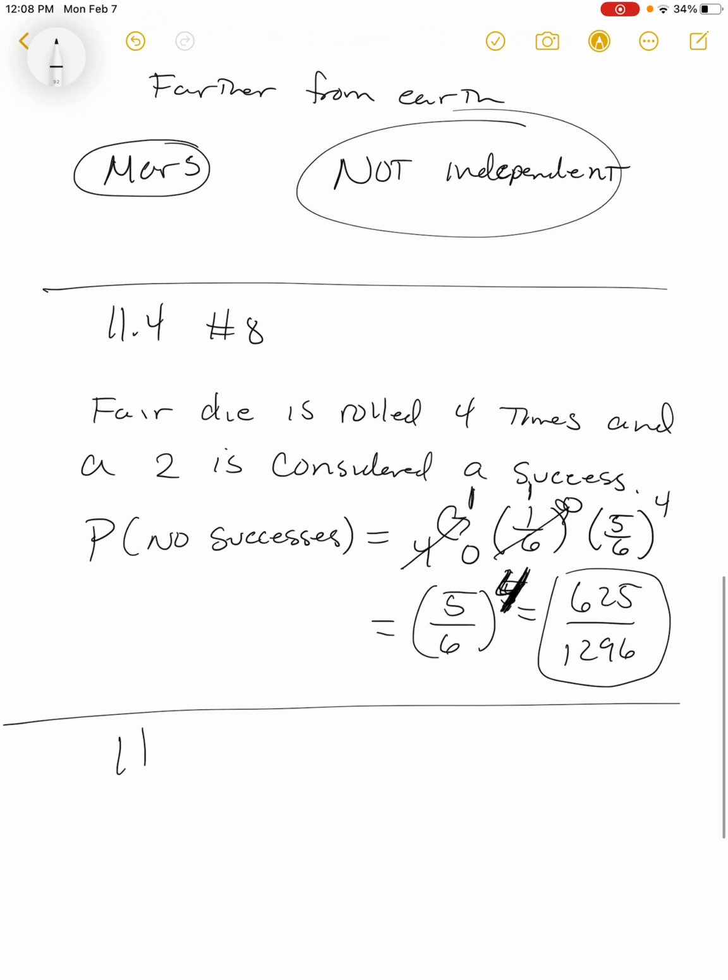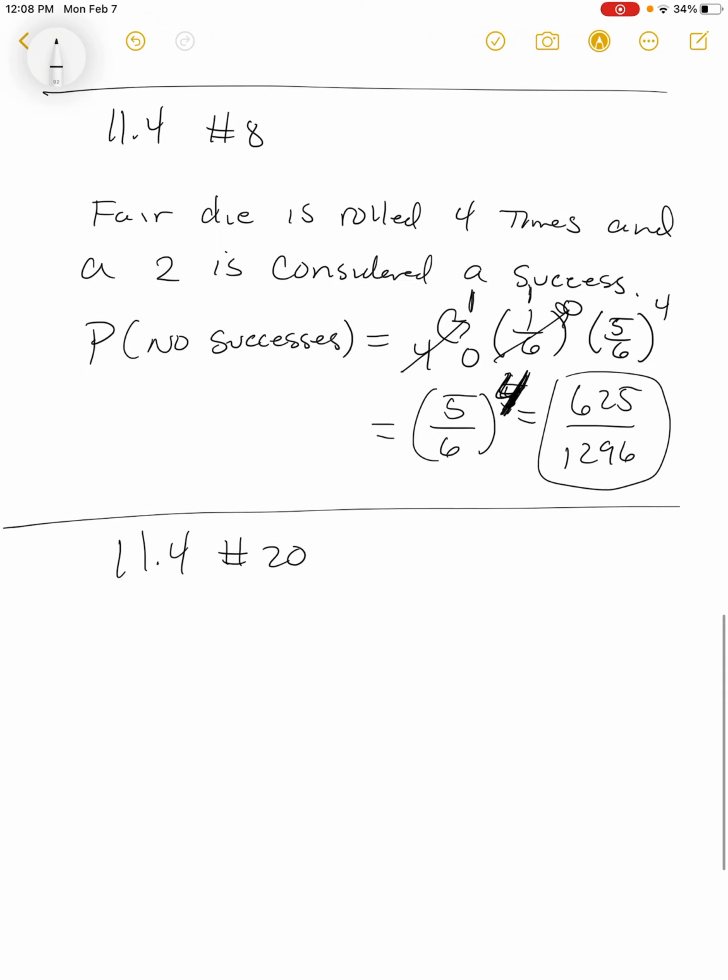And then you asked me about 11.4, number 20. This was a weird one. They wanted you to map the right formula. They wanted 2 white balls and 2 black. They didn't give us enough information. They didn't tell us how many balls were in the bag. And so therefore we could never get the probability, but we did know this, that we were selecting 4 items, 2 of which we wanted to be the same.